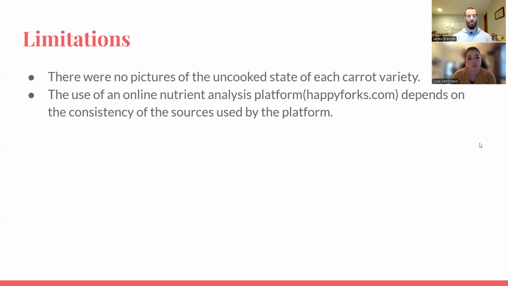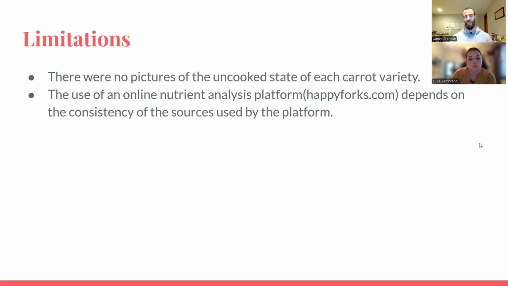So just a couple of limitations for this lab. There were no pictures of the uncooked state of the carrot varieties. So we weren't really able to assess change in color. We were able to see what they looked like, and we could all imagine what they looked like in the cooked state, and we could all imagine what uncooked carrots would look like. But we didn't actually get to see what these exact carrots looked like. So that exact comparison wasn't possible.